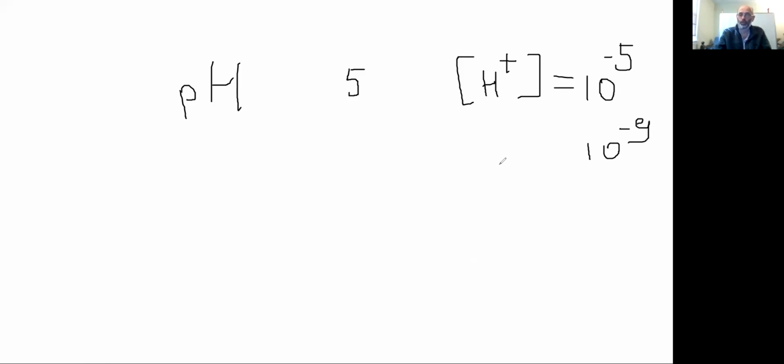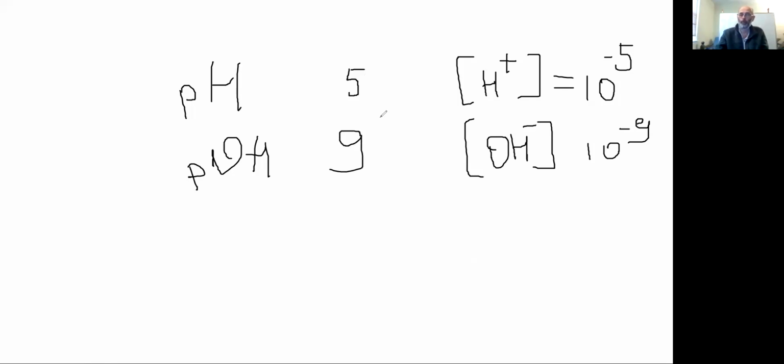Because together they must be 14. Oh, sorry. This times that is 10 to the power of negative 14. That means pH and pOH always add up to 14. So if pH is 5, pOH is 9. Okay.